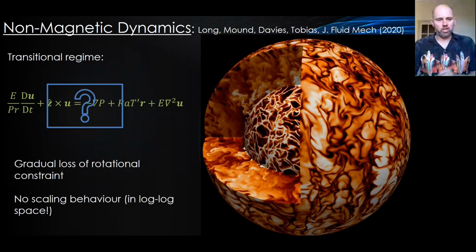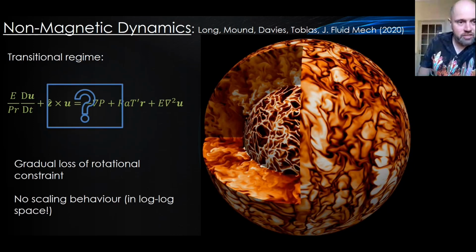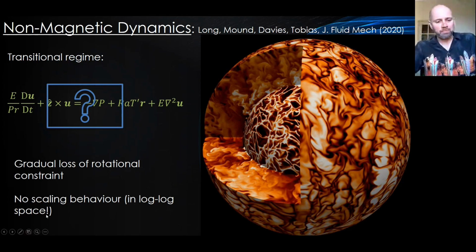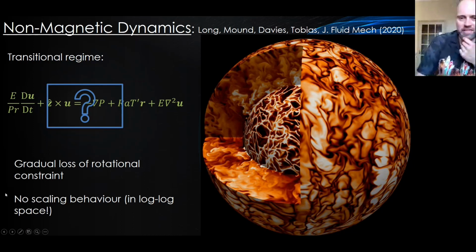We then get to this regime that quite frankly is just nuts. It's called the transitional regime. And this is where there is a gradual loss of the rotational constraint. And one of the things that is remarkable about it, if you're interested in more theoretical aspects, is there is no scaling behavior for this regime. Even when you plot things in log-log space, everything is curved. And this is generally a bit of a disaster for most of your theories.